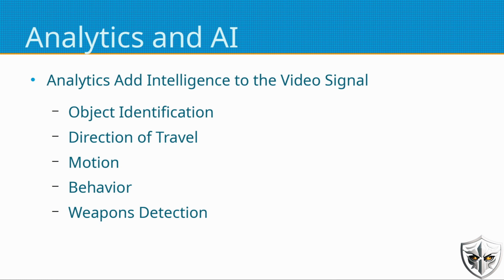Weapons detection is huge for schools. If someone has a gun, you want to know that they have that gun before they ever get inside your building. You want to see it in the parking lot. And that's a big part of where the right camera, the right selection, the right field of view is super important. But weapons detection is such a great tool for analytics on cameras that's come out.